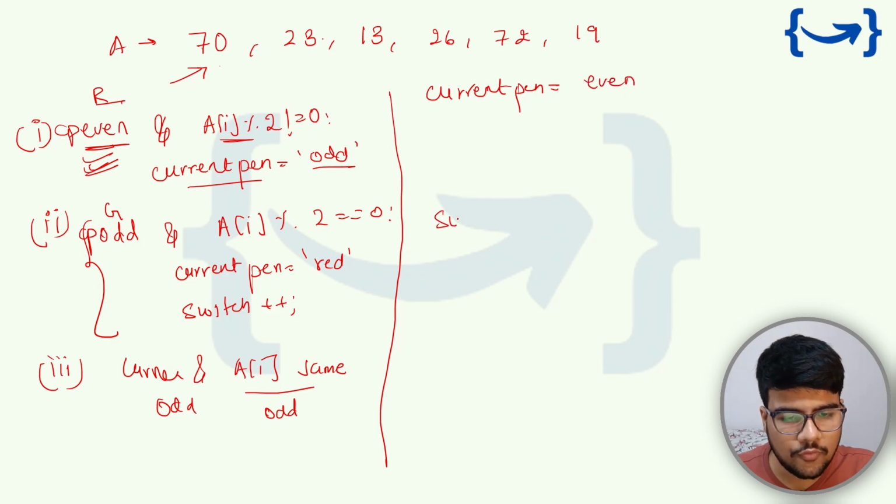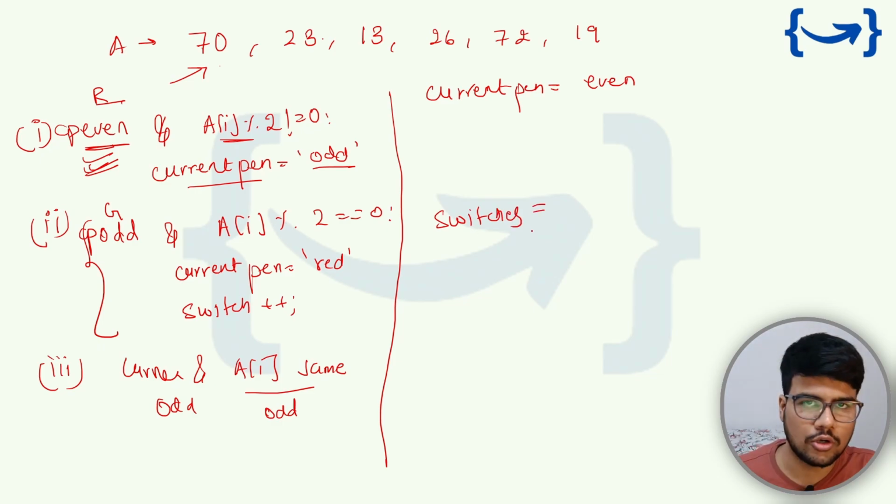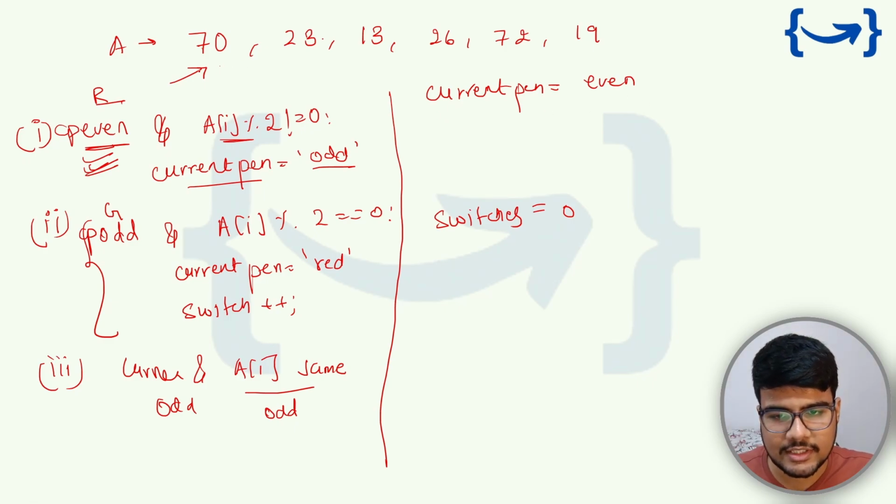And what about switches? If we need to switch from green to red, I need to make count of that. So firstly it is initialized as 0. The current pen is even. Now I will start my loop from i to n.